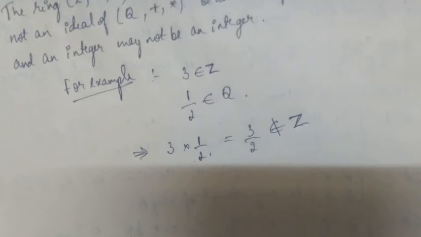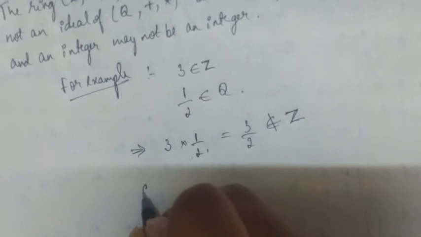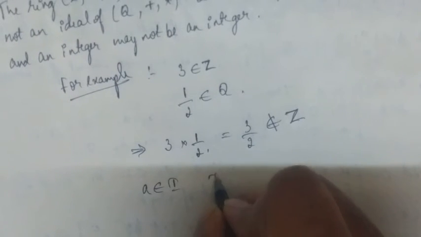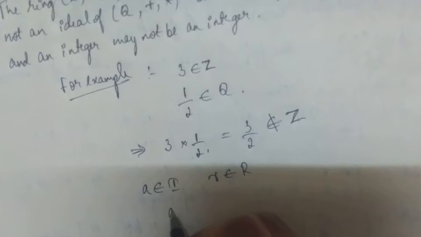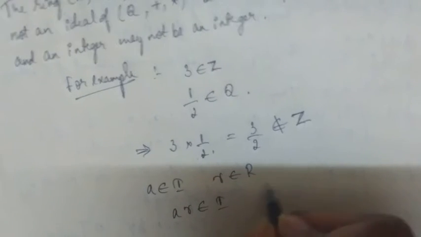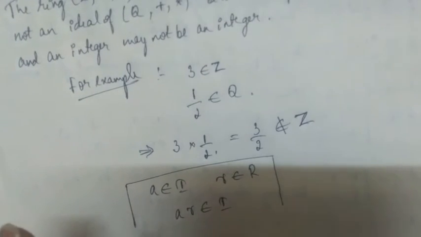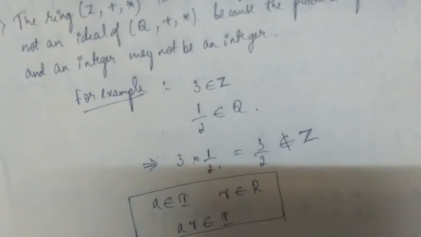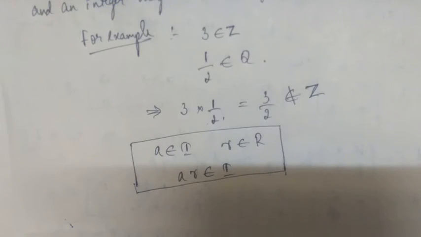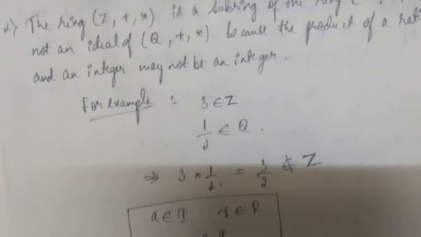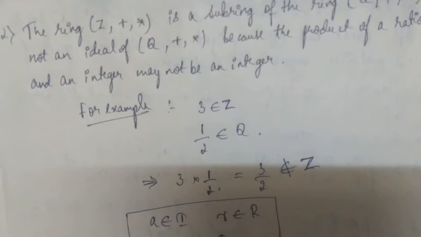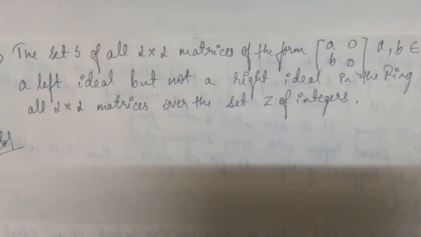Thus the product won't obey this property of an ideal, that is A belongs to I, R belongs to R, AR belongs to I. This property will not be satisfied here. Hence, this is not an ideal. This is an example for a non-ideal ring. Let's see another problem.